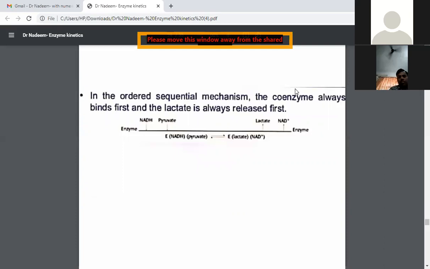Here the important point to note is that NADH is first binding to the enzyme. It is mentioned here in the ordered sequential mechanism. The coenzyme always binds first and the lactate is always released first. Very important point. In this type of ordered sequential mechanism under multiple substrate reaction, the coenzyme or cofactor is always binding first to the enzyme and the product, that is lactate, is always released first. Then after that, the oxidized form of NADH, the NAD plus, will be released.